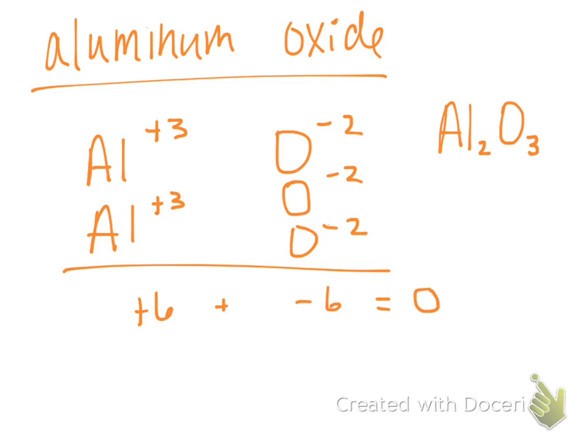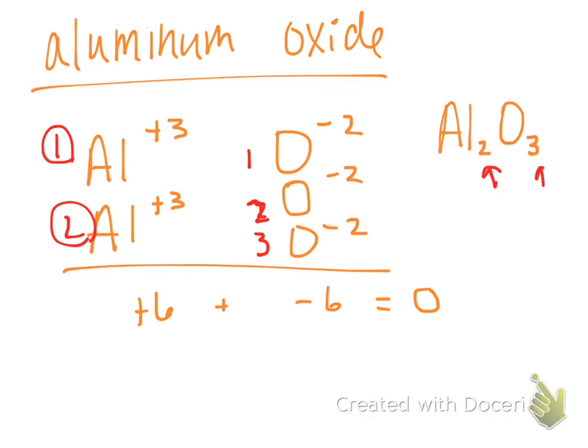Al2O3, right? I needed 2 aluminums, 1, 2, and I needed 1, 2, 3 oxygens. That's where these subscripts are coming from. It tells us the number of that atom that we need. Okay, how do we feel about that?